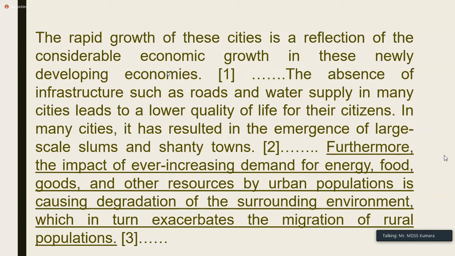Right. Thank you. The first sentence here says the rapid growth of these cities is a reflection of the considerable economic growth in these newly developing economies. So that is the first sentence, and usually the first sentence is the kind of topic sentence. And the second sentence says the absence of infrastructure such as roads and water supply in many cities leads to a lower quality of life for their citizens.